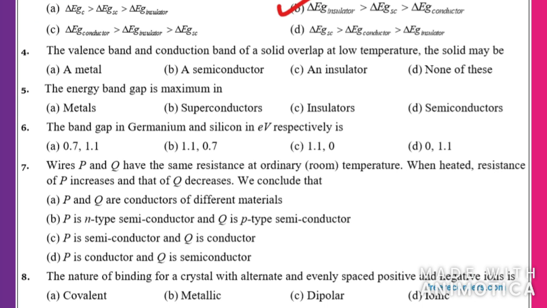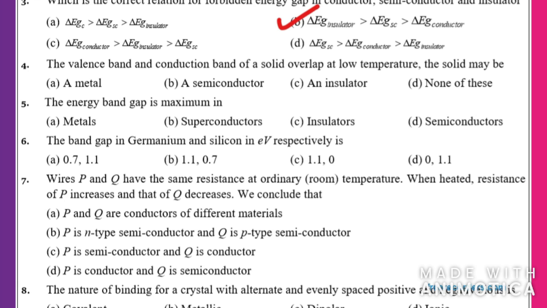Now the fourth one: the valence band and conduction band of a solid overlap at low temperature. The solid may be a metal, a semiconductor, an insulator, or none of these. So the only condition is when we have a metal. When we have a metal, the valence band overlaps the conduction band.